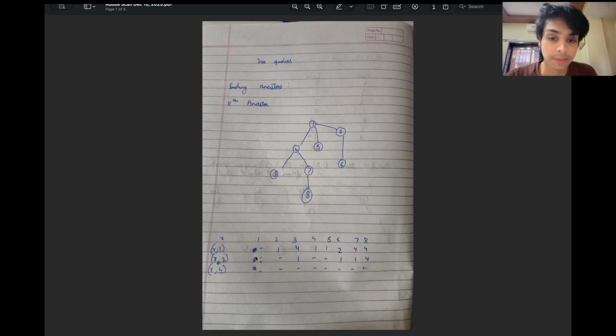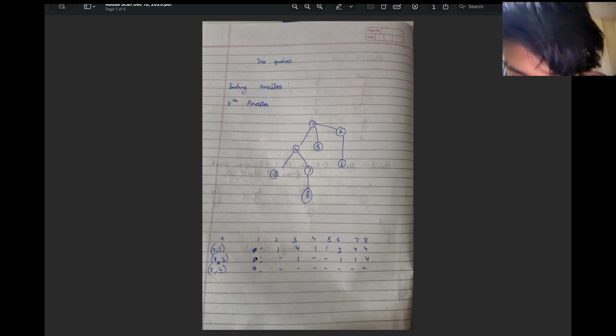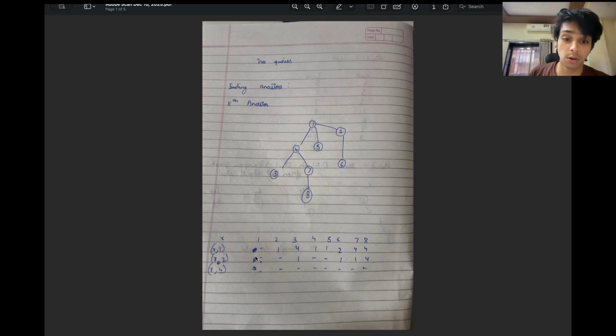Sorry, that 8 will be 7 here. We messed up there, but it's all right. I think we can understand. For the second power of all the nodes, node 2 doesn't have a second ancestor. Node 3 does have a second ancestor of 1. Obviously 4, 5 doesn't have a second ancestor as the root node is at 1, and 6 has 1 and 2. Similarly, we found out all the ancestors.